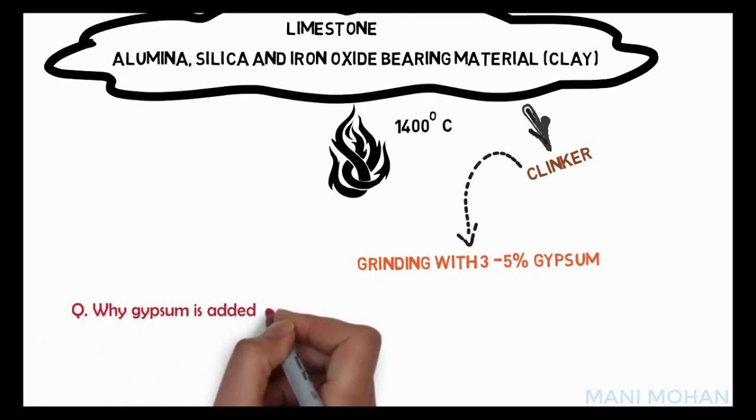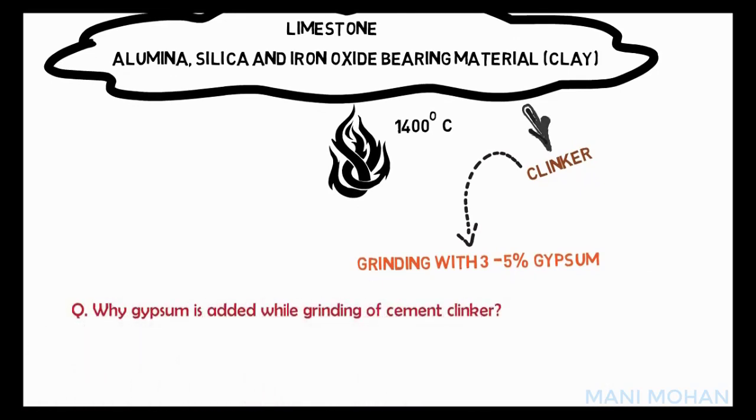The question is why gypsum is added while grinding of cement clinker. As soon as the water is added to cement, the reaction between cement and water immediately starts, leading to flash setting. This is not acceptable since mixing of the ingredients and placing of concrete at the required location requires some time.